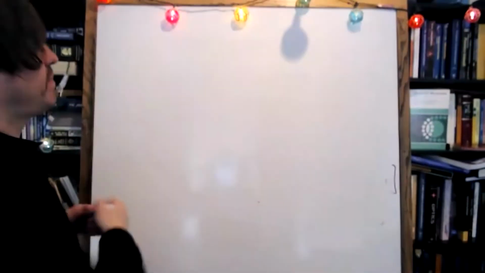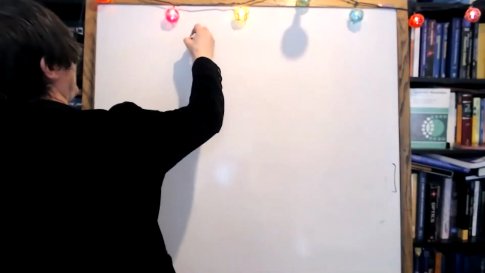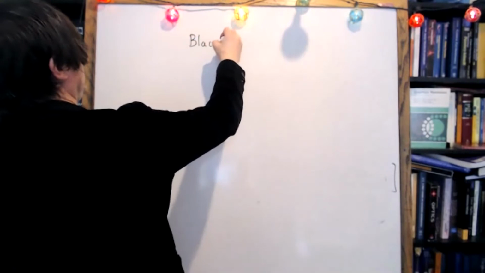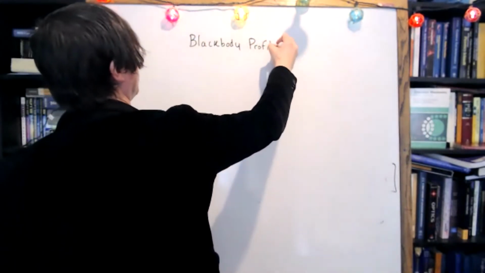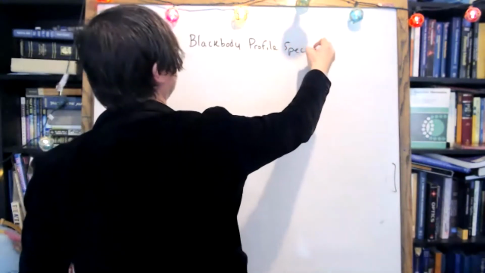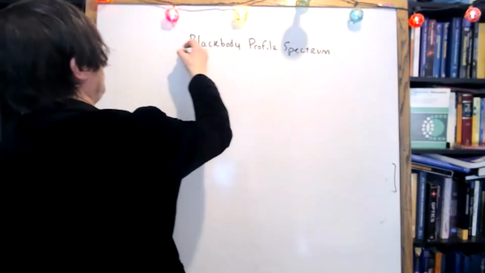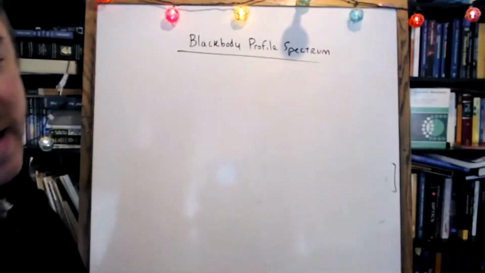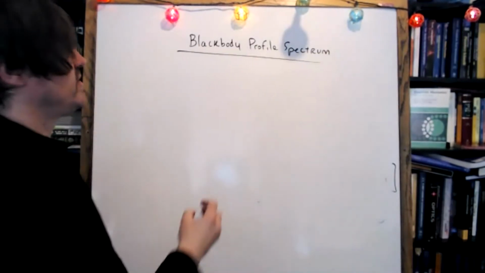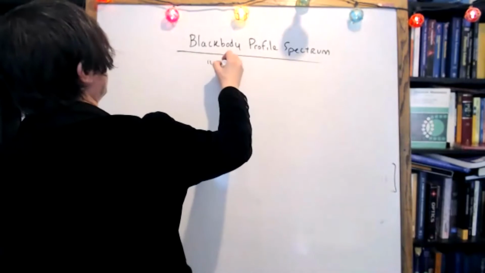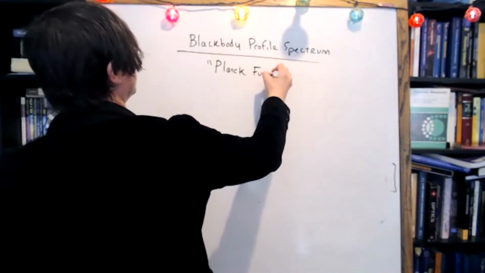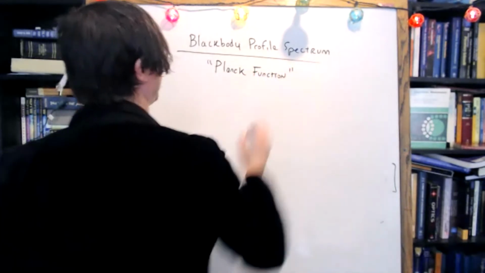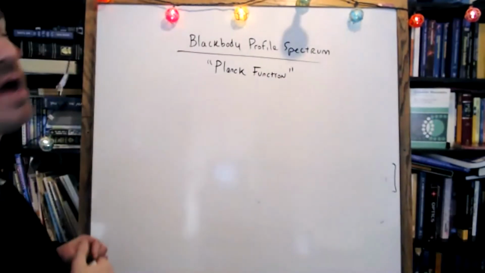Let's take a black body. So this is what is known as a black body profile spectrum. For anyone in the audience who has some physics background, who has aspirations to study such things, it's also known to physicists as the Planck function. But that's advanced, so you don't need to know that.